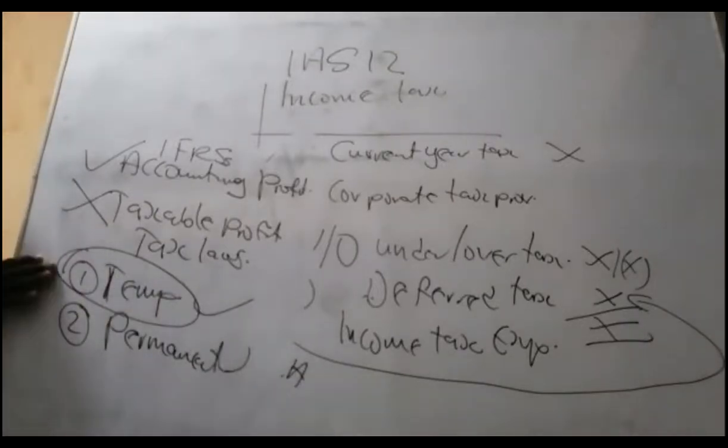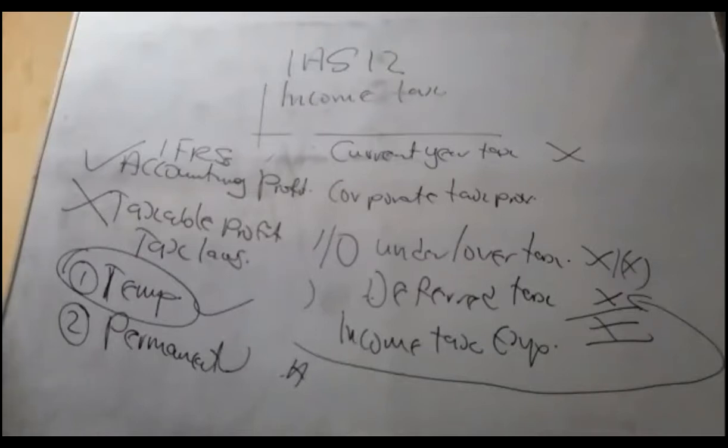So here with the temporal difference, both of them agree on the item, but the timing differs. The year that you are ready to record it, they are not ready. The year that they are ready, you have already recorded it in your book. So that's how it happens.